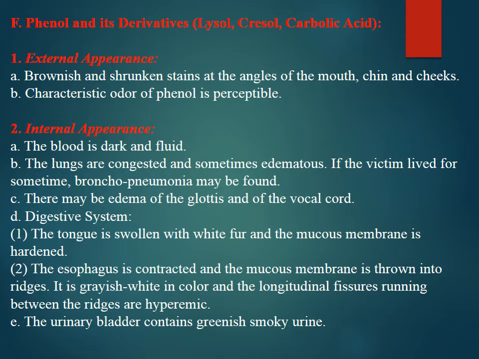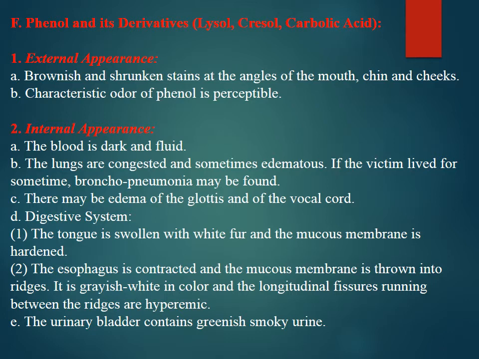Another group: phenol and its derivatives like lysol, cresol, carbolic acid, and so on. External appearance: brownish and shrunken stains at the angles of the mouth, chin, and cheeks. The characteristic odor of phenol is perceptible. Internal appearance: the blood is dark and fluid. The lungs are congested and sometimes edematous.